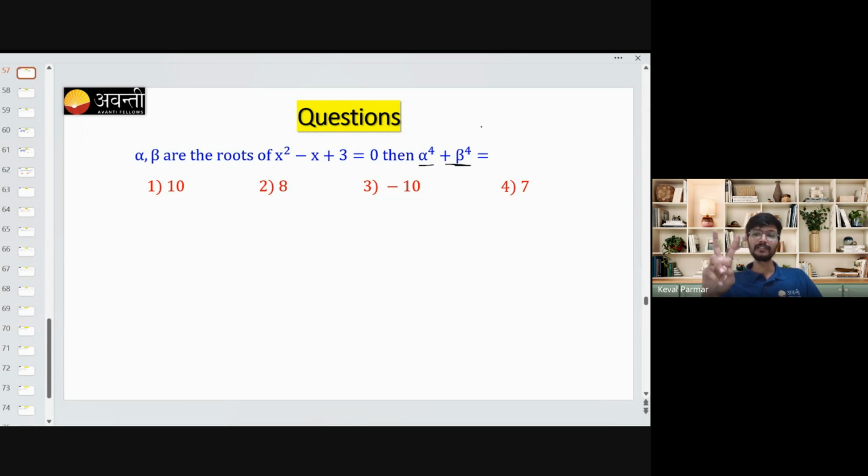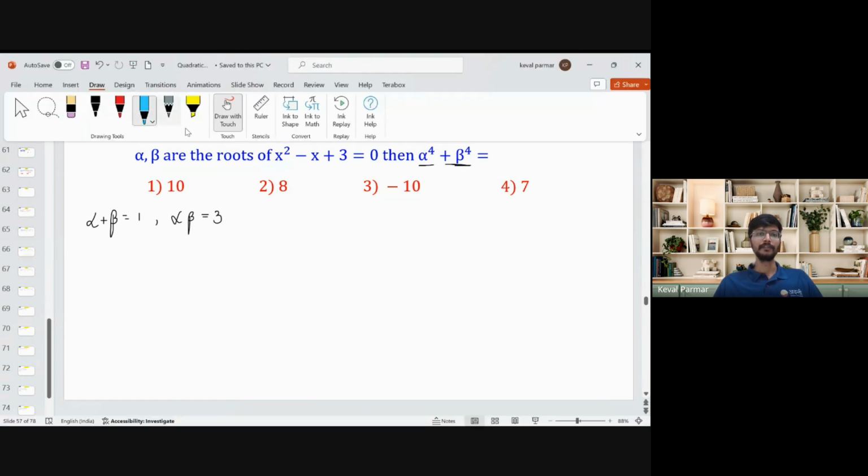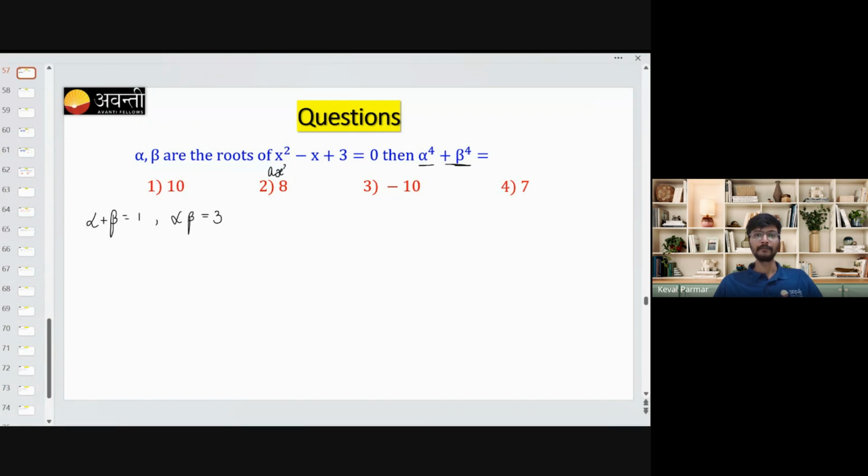Now, two relations I already know in the roots, that is sum of the roots and product of the roots. What is the sum of the roots? It is minus b by a, and product of the roots is c by a, right? If we compare this equation with ax square plus bx plus c equals to 0.